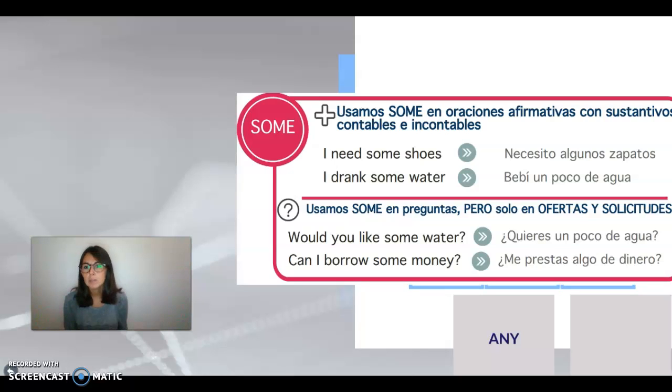Y para las preguntas, do you want some extra salt in your dish? Do you need extra sugar? Do you have some money? Do you have some money to borrow? Do you have some money to lend me?